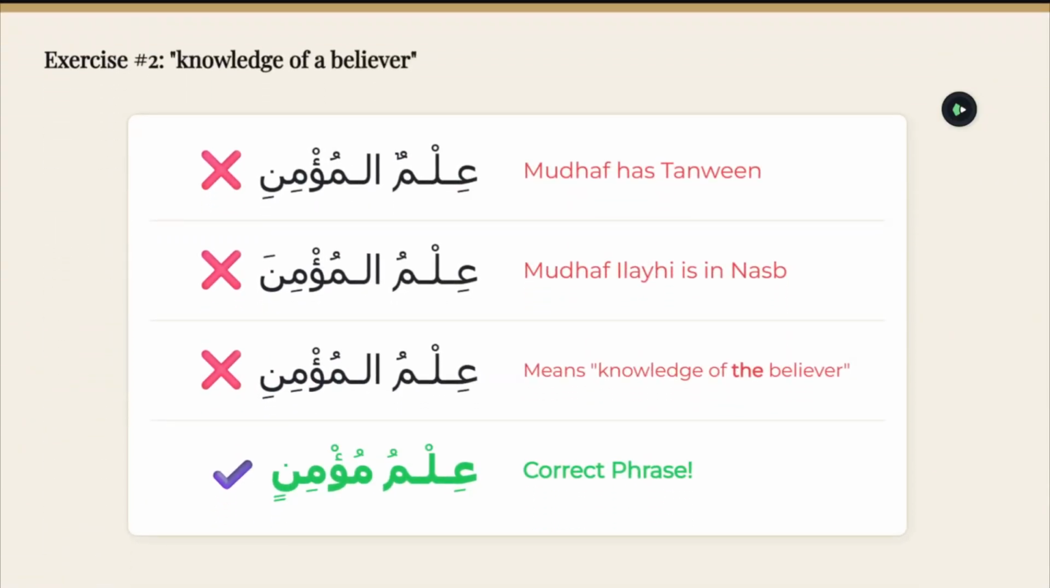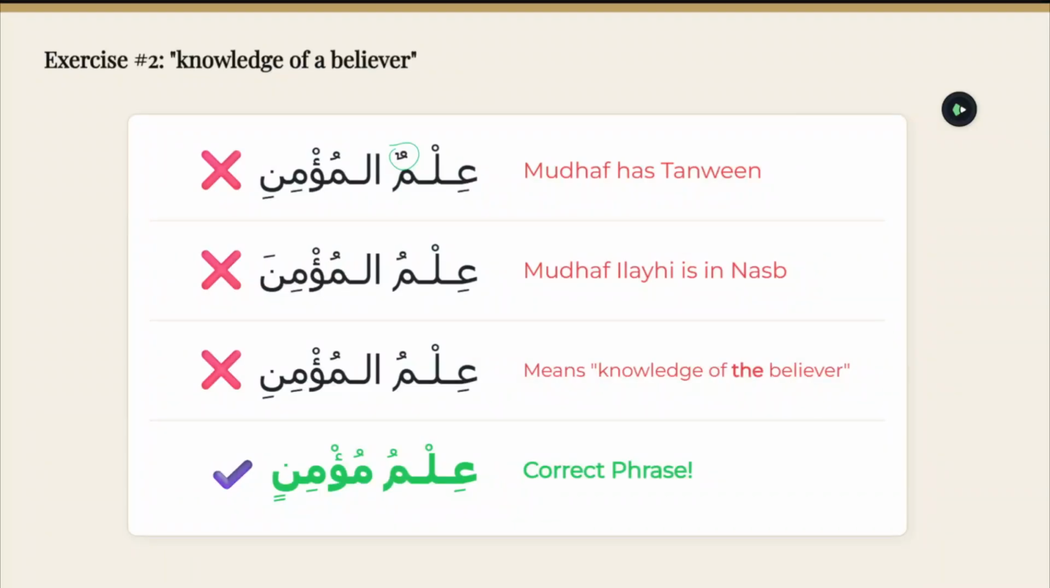Finally, knowledge of a believer. Knowledge of a believer. So what's the mudaf? Mudaf is knowledge, because we told you when you use the of, the mudaf comes first, mudaf ilayh comes second. The knowledge belongs to the believer. Knowledge of a believer. Knowledge is mudaf, believer is mudaf ilayh. If you said ilmunil mu'mini, the tanween on the word ilm, that's a mistake because mudaf cannot have alif lam or tanween.